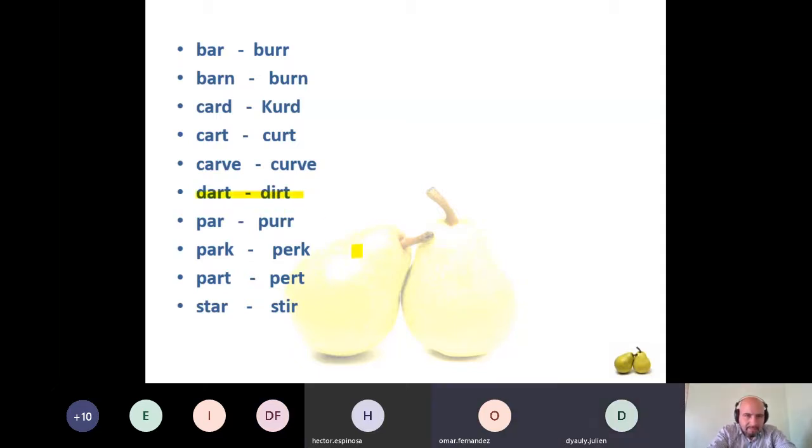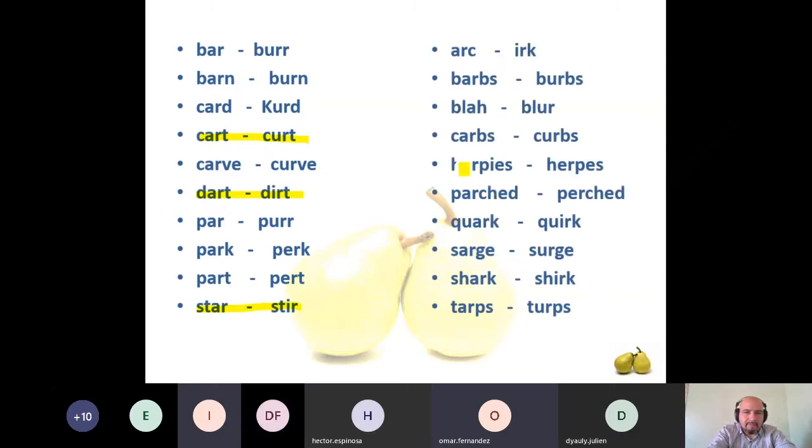Dart, dirt. Exactly. Dirt. Card, cart. Exactly. Star, card, star, stir.